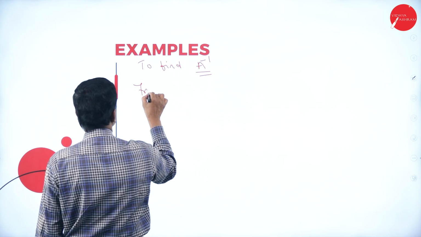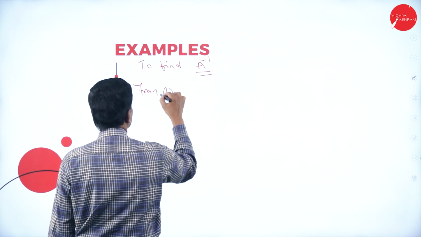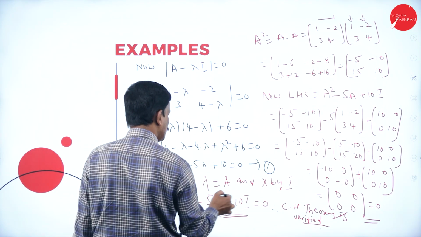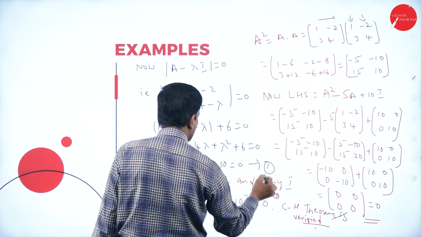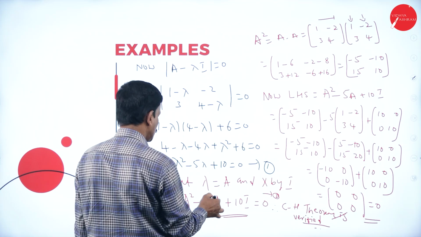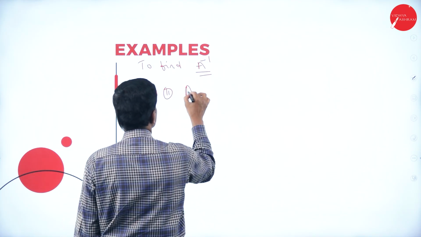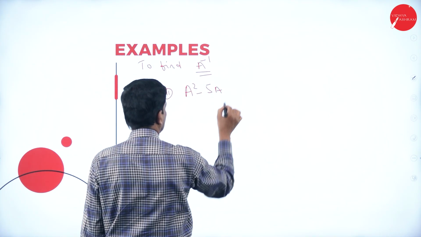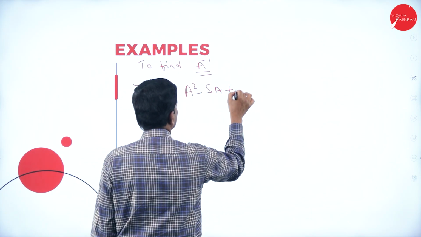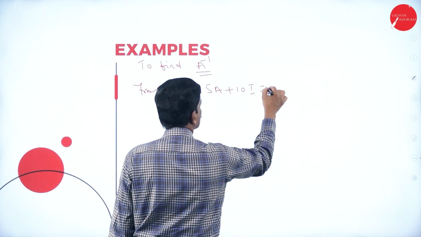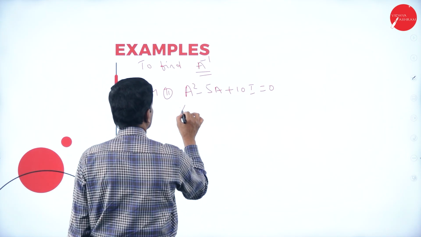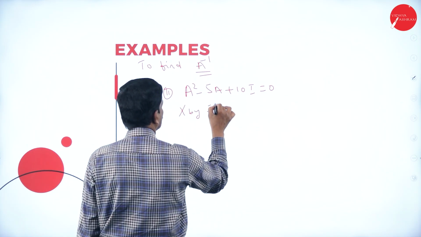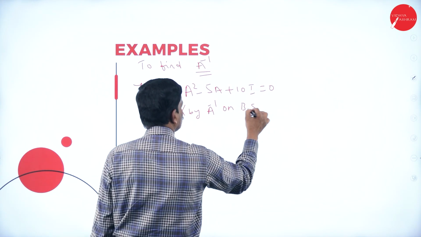Now, from this, from 1, what is the equation 1? We have this A square, or call it as equation number 2. From 2, A square minus 5A plus 10I is equal to 0. From this, find out the inverse. Very simple. Just multiply by A inverse on both sides.